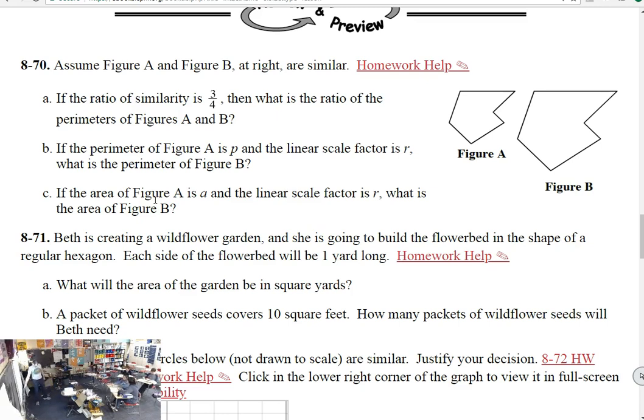So, I mean, think about this: 3, 3, 3, even though it's not true, right?